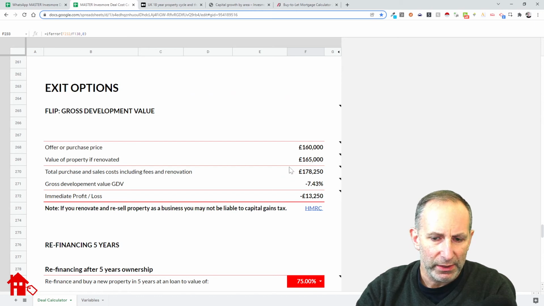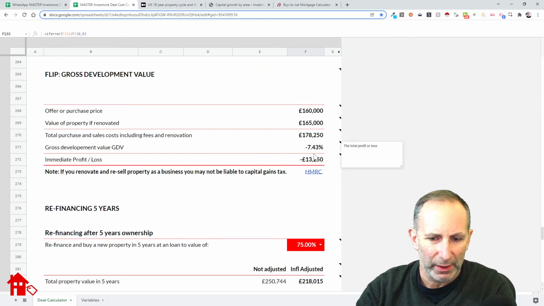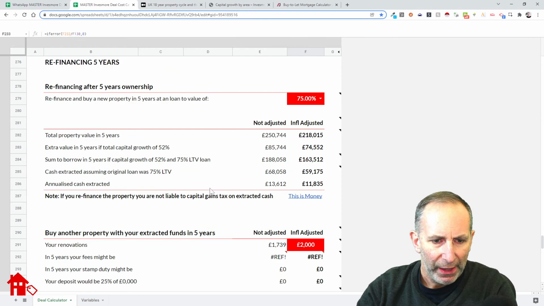Now, the next thing is, let's say you buy a property and you want to flip it. Well, okay, so you need to make a bit more money on this one. So buy a bit cheaper, add a bit more value, and that's the flip scenario.